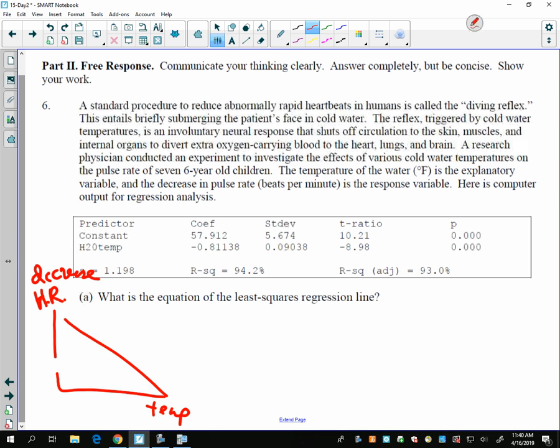We should just do the problem, right? Wait. As temperature, yeah, so for higher temp, oh yeah, this makes sense now. Yeah. Okay. All right. So what is the equation of the least squared regression line in context?